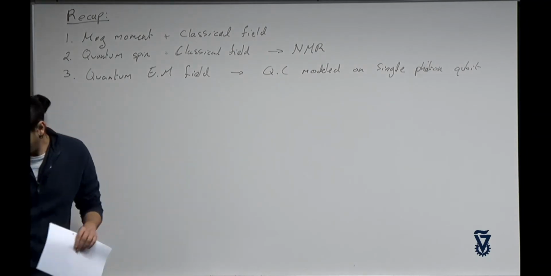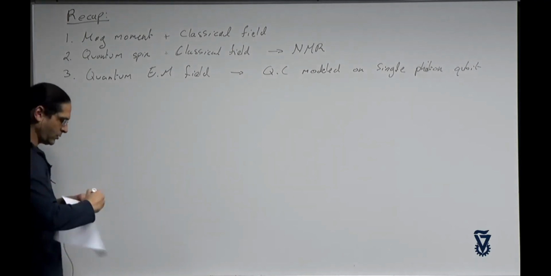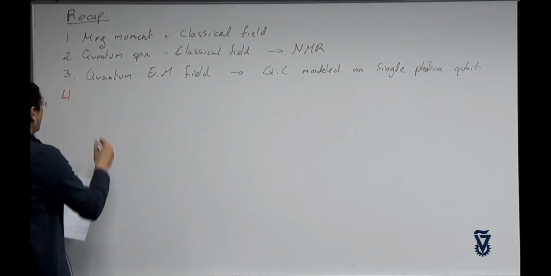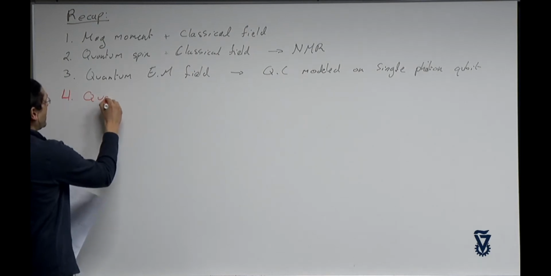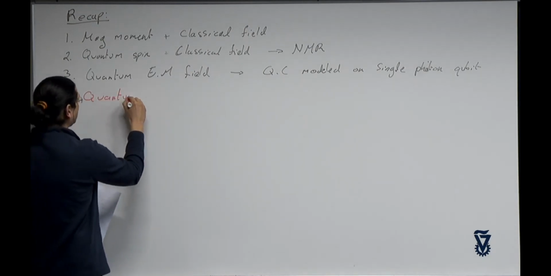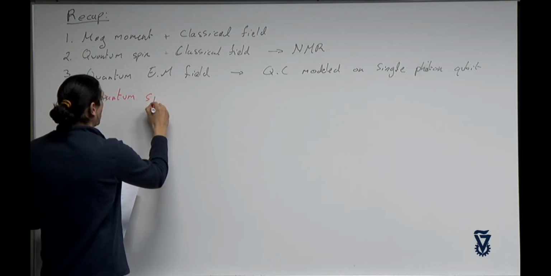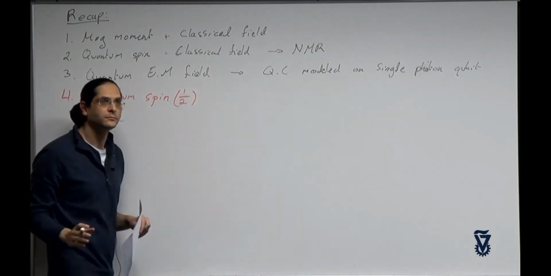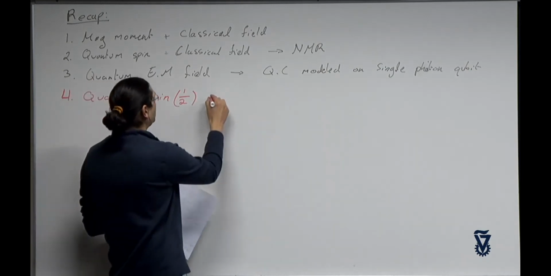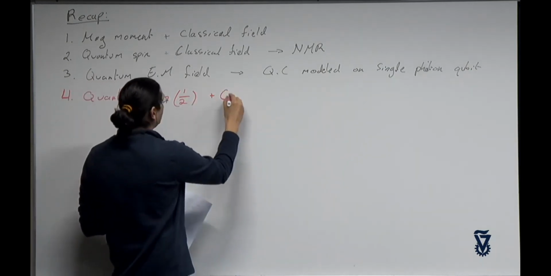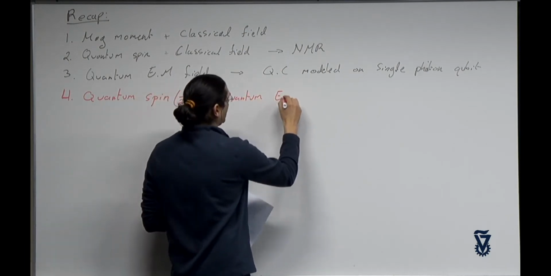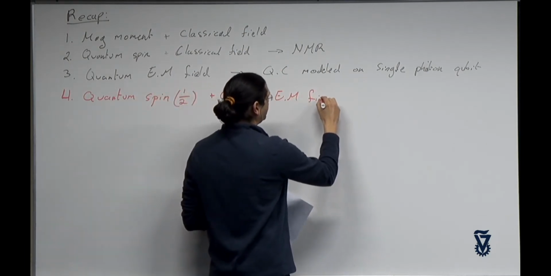So what we're going to move on to now is to talk about a quantum spin, specifically a spin half, interacting with a quantum electromagnetic field.